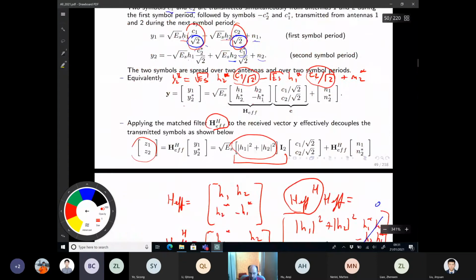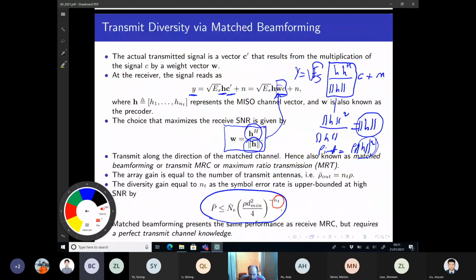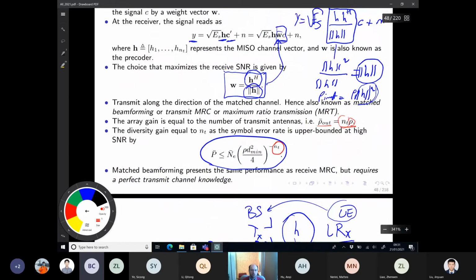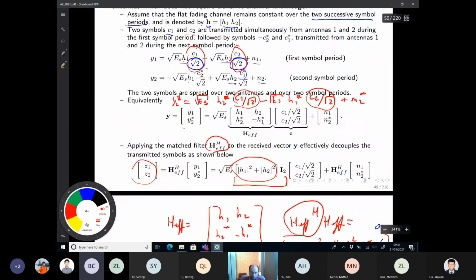This is different from what we had with the transmit beamforming or the transmit MRC. We had an output SNR, the average output SNR, that is actually NT times the single branch SNR. So if you have 2 transmit antennas, the output SNR will be twice as large as what you get with Alamouti. And the reason is because here you have knowledge of the channel at the transmitter. Here you don't have the knowledge of the channel at the transmitter.